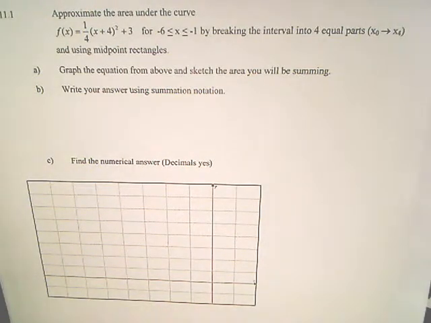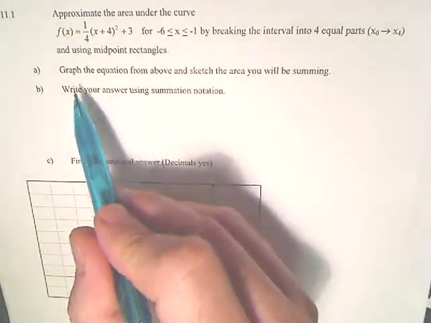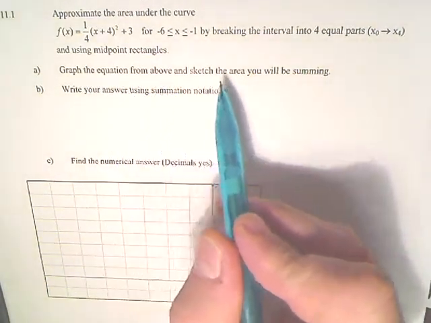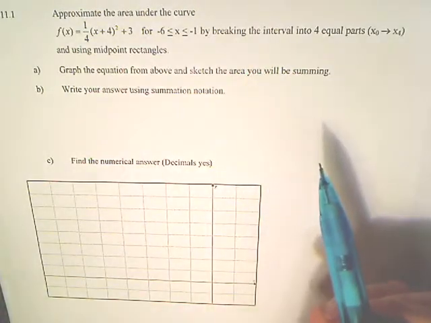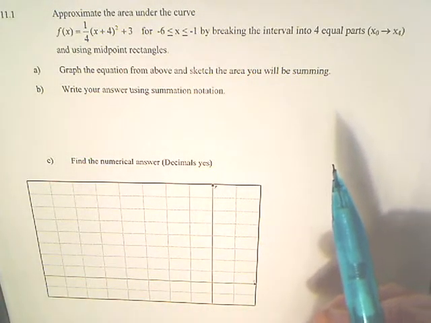Okay, finding the area under the curve using midpoint rectangles. First thing that I always ask is that you graph the equation from above and then sketch the area, which means we're going to make the rectangles when we're done.